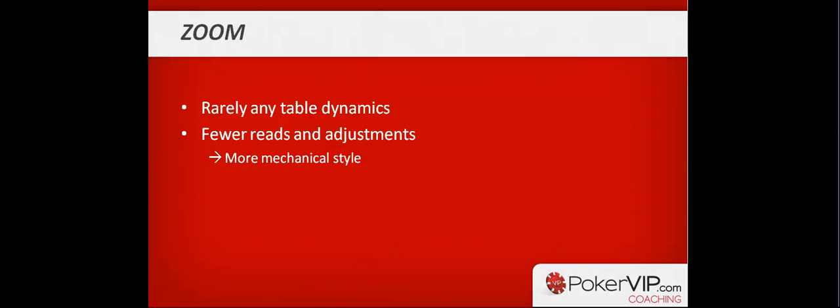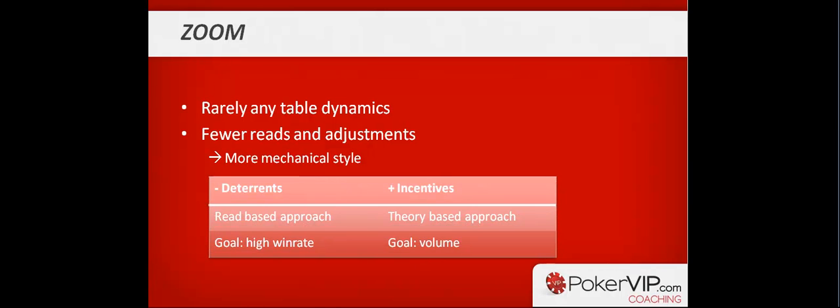With all these things in mind, that there's less adjusting and fewer dynamics to consider, Zoom favors a more mechanical playstyle where you don't really care about what the other guys are doing. You're just playing your ranges, playing your style. And if someone 3-bets too much, then you probably won't notice, or you won't really care too much about it. So I made a little chart: if you consider playing Zoom as your main game, what should deter you from doing so, or what characteristics make it good for you to start playing those Zoom tables.